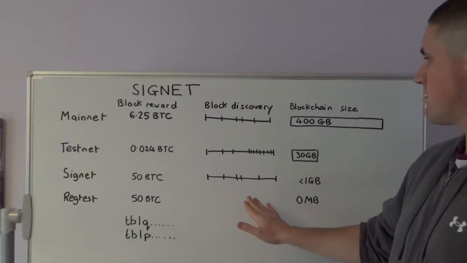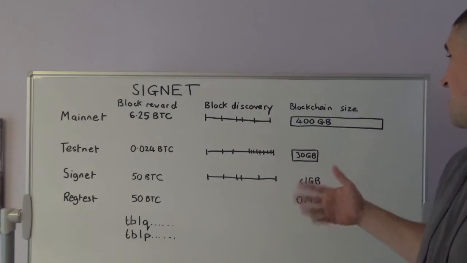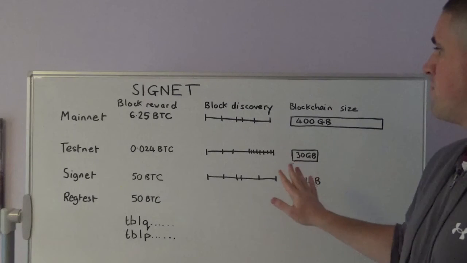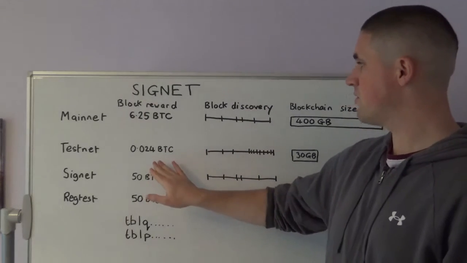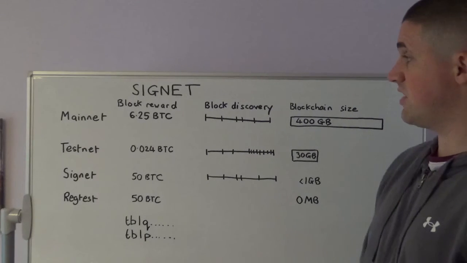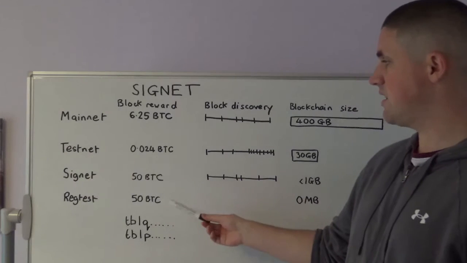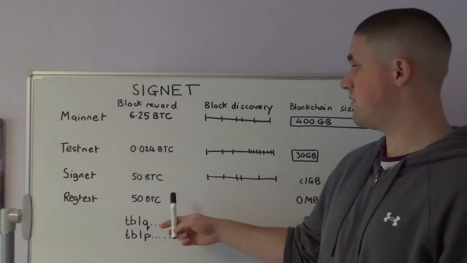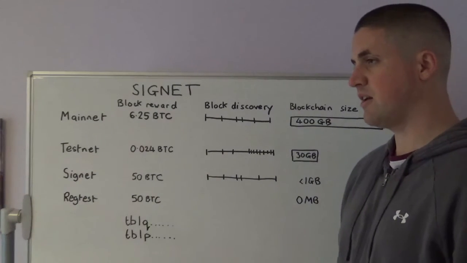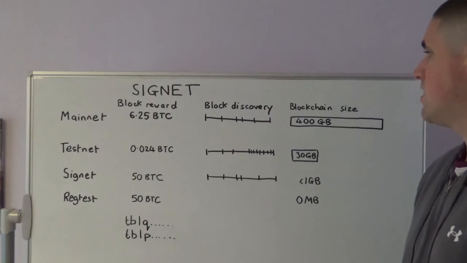So testnet has these problems, right? Erratic block discovery, an initial blockchain download that doesn't take as long as mainnet but still takes time, and a very tiny block reward. So signet is effectively a better testnet, right? It started recently, in the last couple of years. The block reward is 50 Bitcoin, so that means there's a lot more Bitcoin being generated by miners on signet.